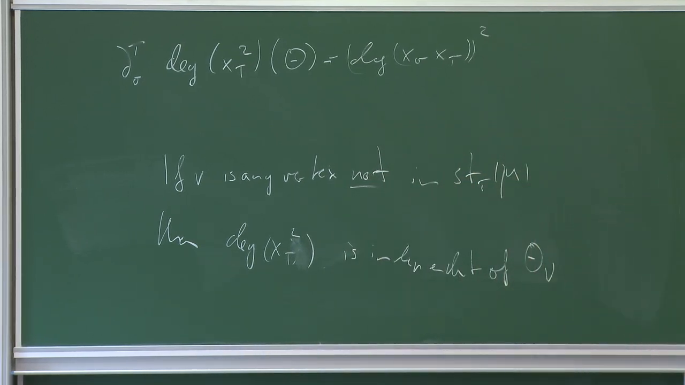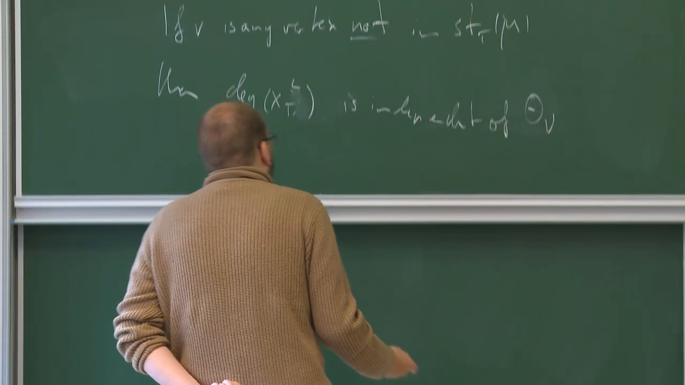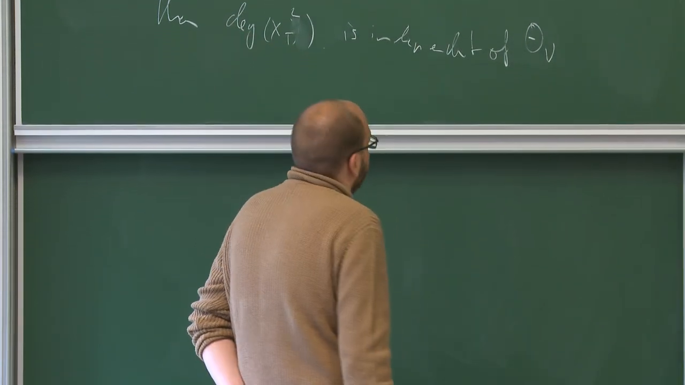I was very stupid and deleted the formula, but you remember that it's summed over the degree functions of the facets, which depended on the vertices of the facets, and then I took the sum over all these facets containing tau. But if V is not in the star, does not form a face, then it's not in a facet, and in particular it will be independent. All right. So this is the formula.